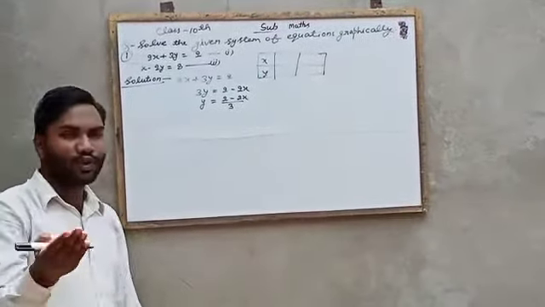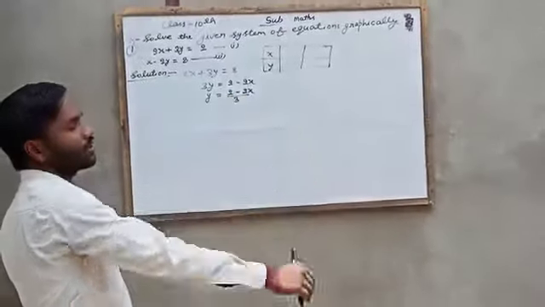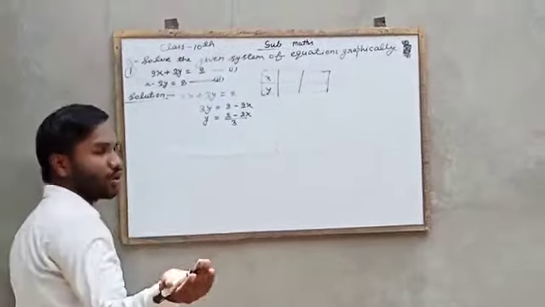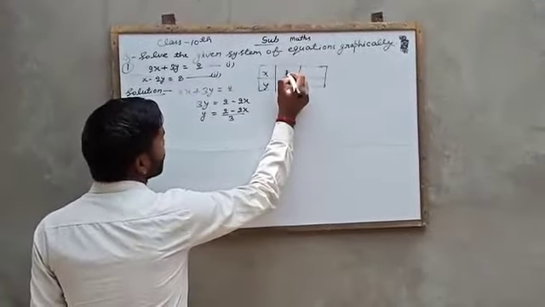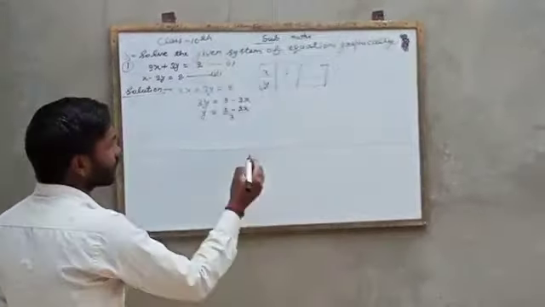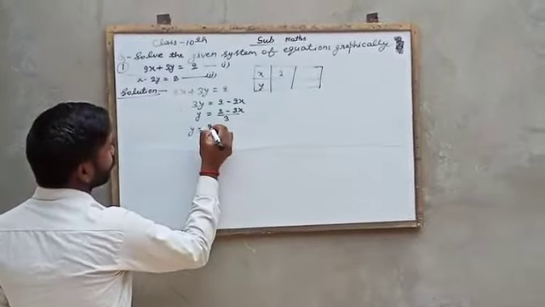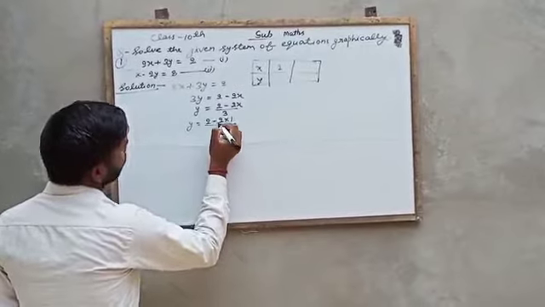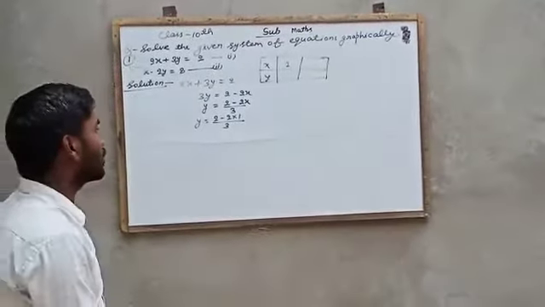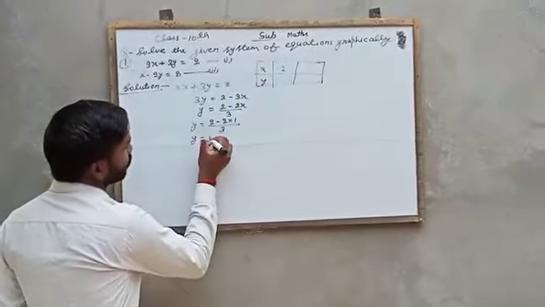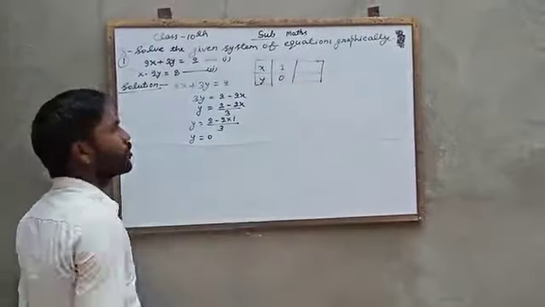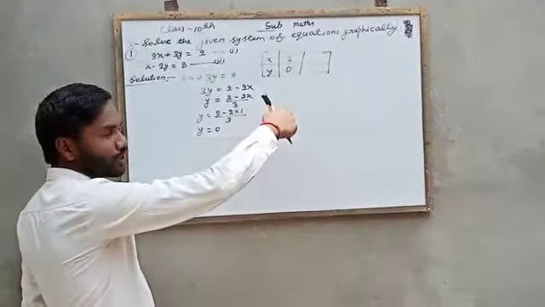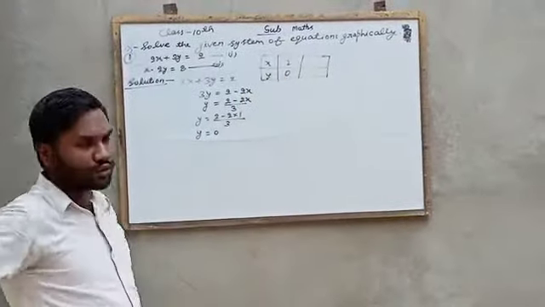Now we will put any value of x in this equation. Suppose we put 1 in place of x. So here x is equal to 1, so y is equal to (2 minus 2 into 1) upon 3. 2 minus 2 will become 0, which means y is equal to 0. So if we put x is equal to 1, then we find y is equal to 0.